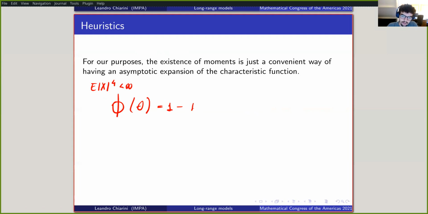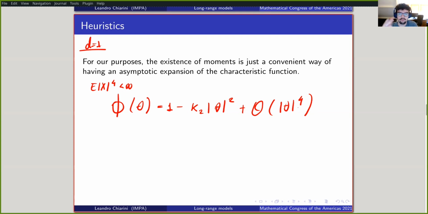But to keep things simple, from now on I'm going to assume dimension d equals 1. I have that the characteristic function of a random variable whose fourth moment is finite and is symmetric satisfies this at theta equals 0. And this is very natural because moments and the Taylor expansion of the characteristic function go hand in hand. But this is only true until the first time that a moment is infinite.